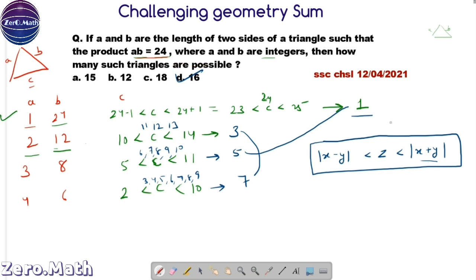The important concept used in this sum is that the value of the third side is less than the sum of two sides and greater than the difference of two sides. I hope you are clear with the concept, and I hope you can deal with any such question in future very easily.